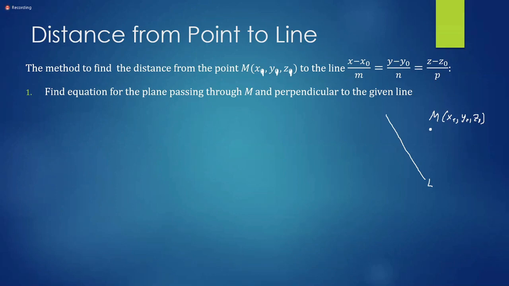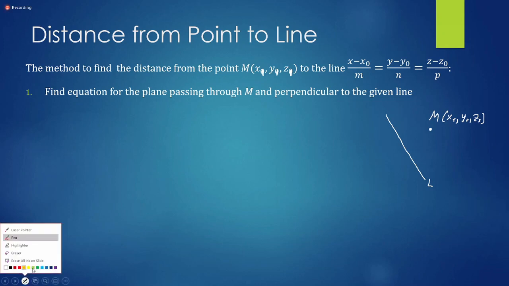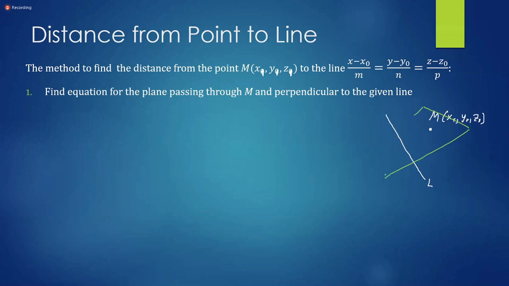So we find an equation for the plane. In other words, we say, okay, what if we had a plane passing through this point and perpendicular to this line? This means that the line intersects this plane somewhere. This line is perpendicular to the plane. That is, the direction vector of this line is the same as the normal vector of this plane.